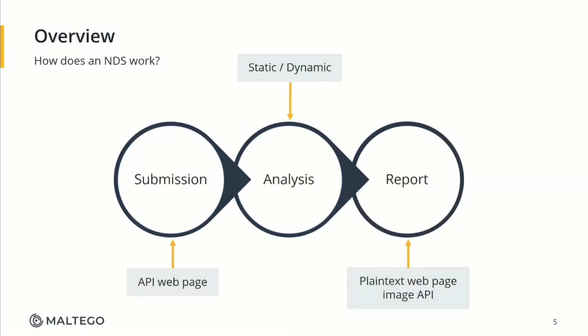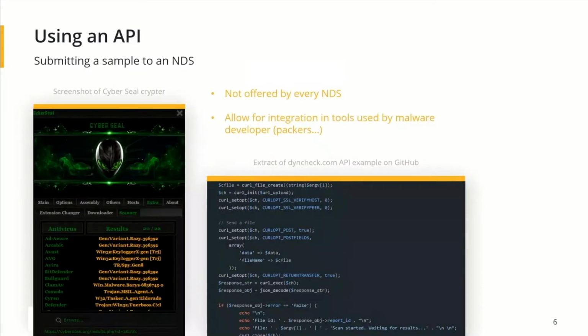So we broke down the use of an NDS into 3 different parts: submitting your file, how the NDS is going to analyze it, and then how the NDS is going to report on it. So we're going to break these different steps down in the next slides. So the first one is submitting a sample to an NDS. You can do so by using an API.